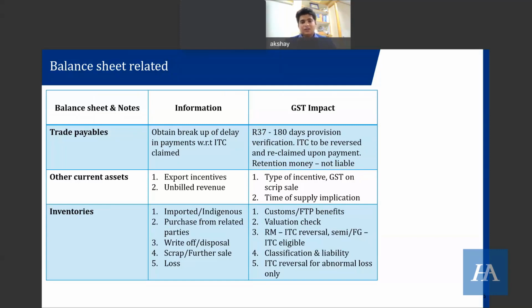Coming to inventories, we have various types of inventories. We have imports, indigenous goods, where some goods may be purchased from related parties, goods which are written off or disposed, goods which are scrapped or sold further. Please note why I have written scrap and further sale separately: scrap is when goods cannot be used in their original condition and are scrapped away. Further sale is when goods are used and further sold to be used as such, as in the original purchase. So the implication here is that the tax rates differ for scrap and further sale.